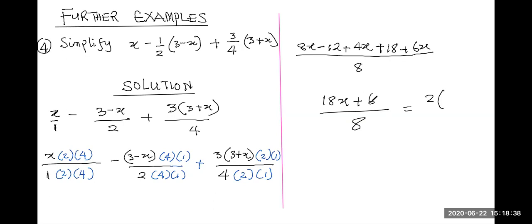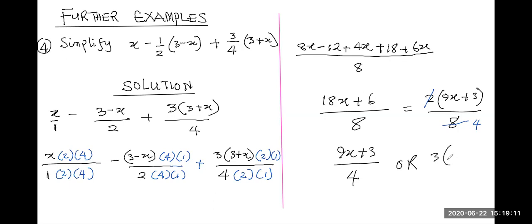Since the numerator is an expression, you don't go and say 2 goes here 4, 2 goes here 3, and you leave this one like that. That should be wrong. So you factorize and you have 9x plus 3 here, all divided by 8. And when you now cancel that, this 2 will go in this 8, you'll have 4. So our final answer will now give us 9x plus 3 divided by 4, or you can factorize the numerator as 3 into (3x plus 1) over 4 as the final answer.